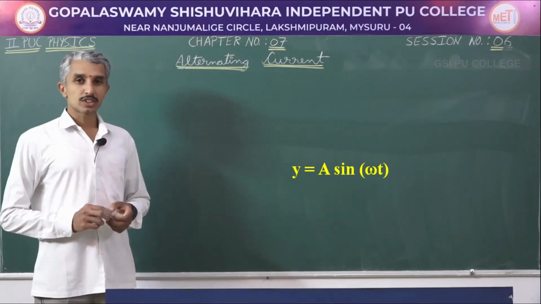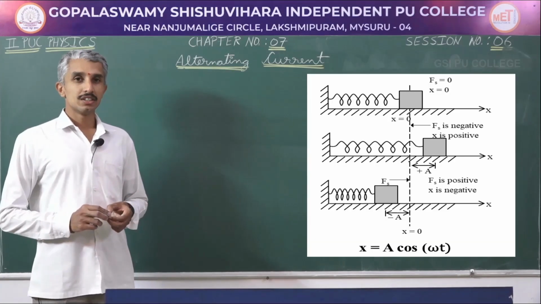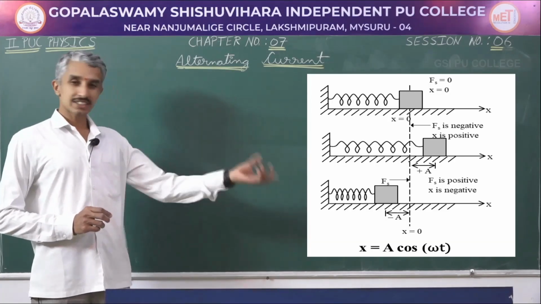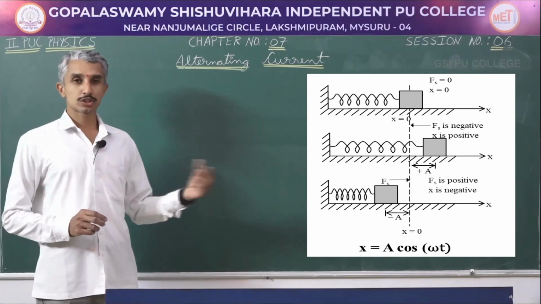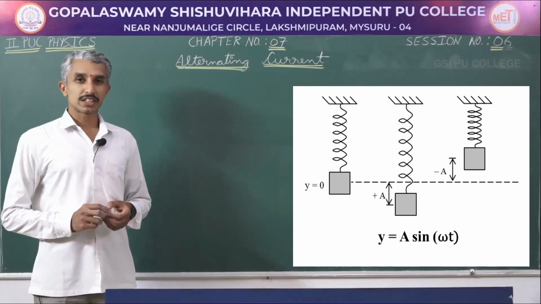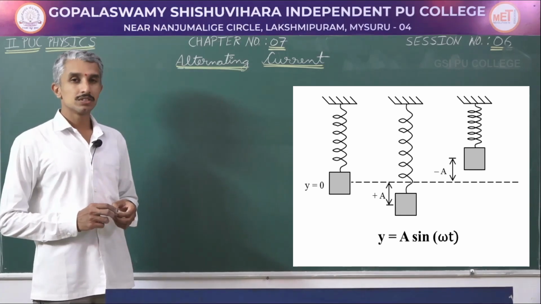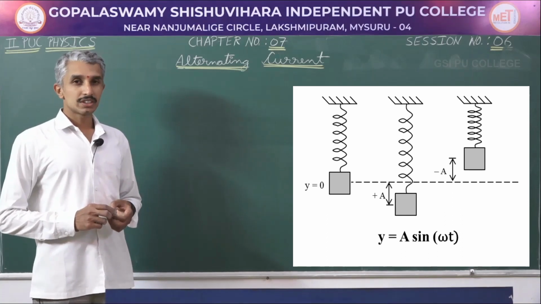Well, even this equation represents SHM. If you are representing x is equal to a cos omega t, then I may tell it as the oscillation of a spring along x axis or horizontal oscillations of a spring. If I am using the equation y is equal to a sin omega t, then I may consider the vertical oscillations of a spring. So, both represent SHM.